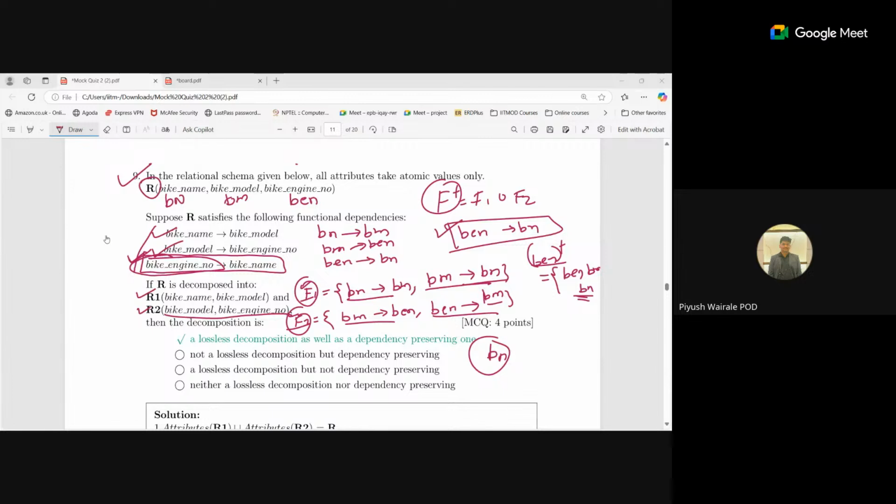Okay. So Sir, that closure of bike engine, the bike engine plus you have written, you'll find whether it is a key.